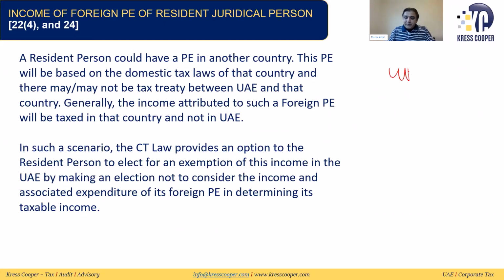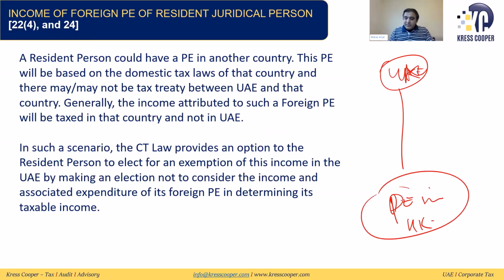This UAE company has a PE in the UK. If this UAE company has a PE in the UK, the law says this UAE company can apply to the FTA, and this means that the income and related expenses of this foreign PE should not be considered. If it has been approved, then the income as well as expenses of the foreign PE will not be considered while calculating the taxable profit of the UAE company.